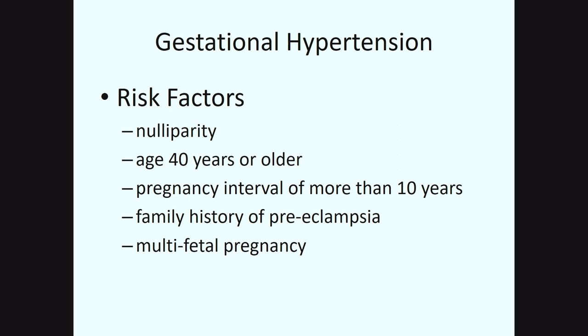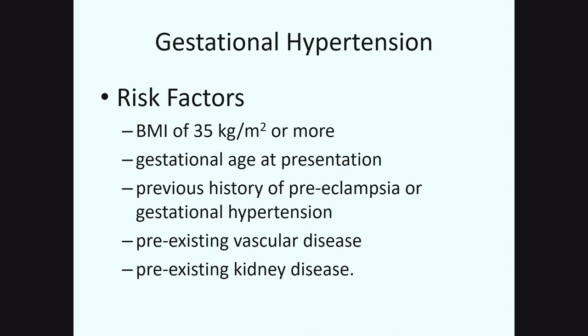Going through gestational hypertension, the risk factors are nulliparity, age 40 years or older, pregnancy interval of more than 10 years, family history of preeclampsia, or multifetal pregnancy. Further, BMI of 35 or more, gestational age at presentation, previous history of preeclampsia or gestational hypertension, pre-existing vascular disease, or pre-existing kidney disease. These are the risk factors for gestational hypertension.